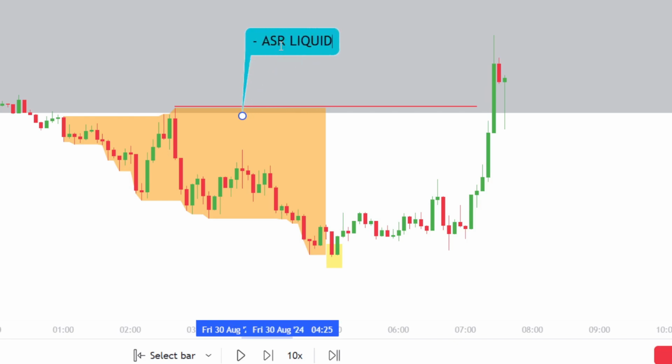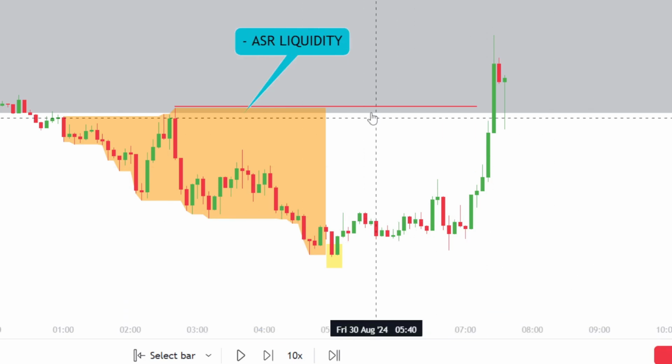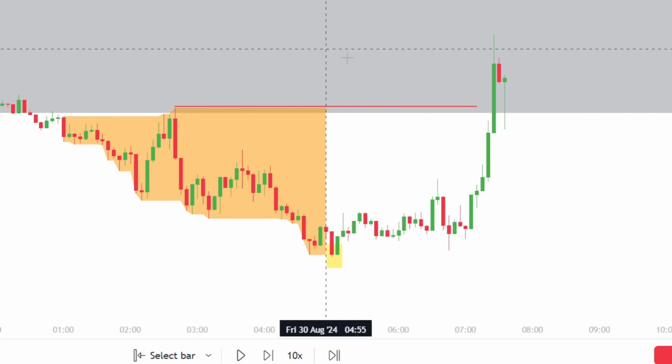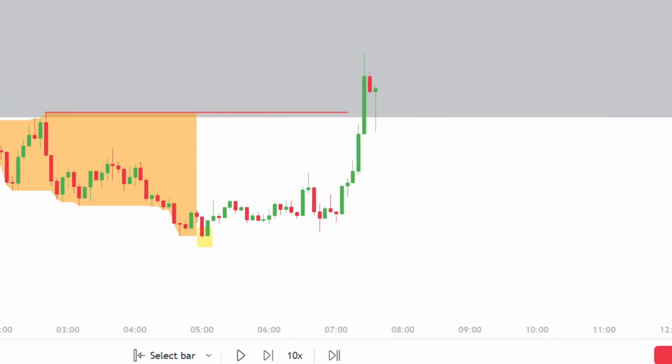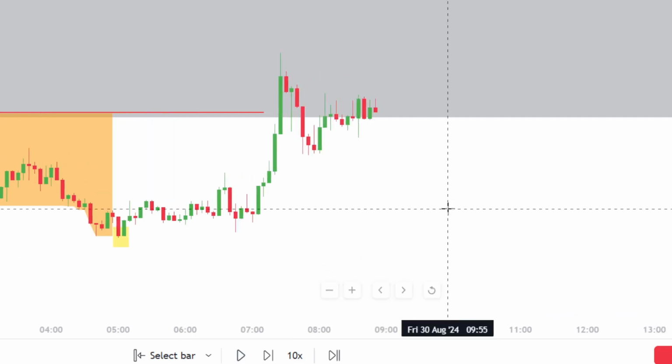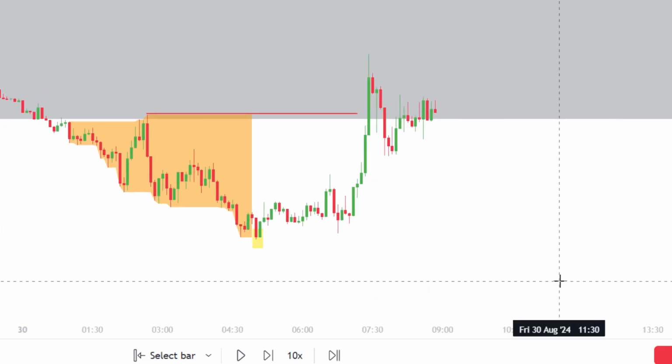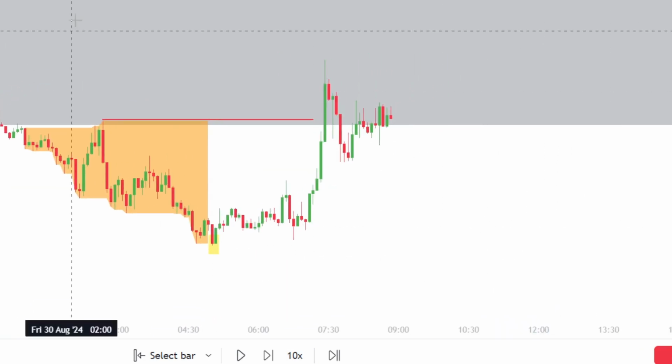So the ASR liquidity is essentially the Asian low and the Asian high, and we're using those as liquidity sweeps to determine our manipulation models. So this is going to be a two-phase manipulation model. If I continue to play price on the 5-minute, once we've swept the Asian high, what we're looking for is a confirmed Judas swing.